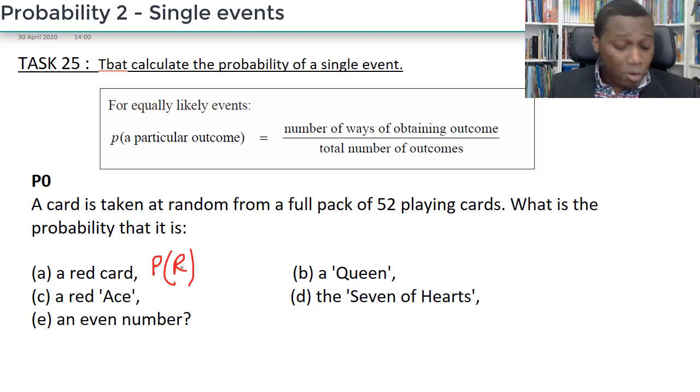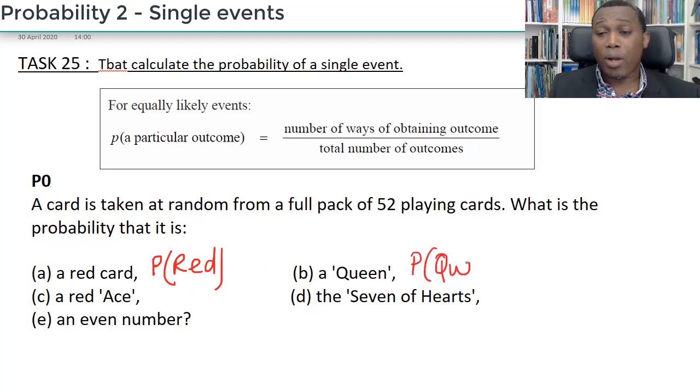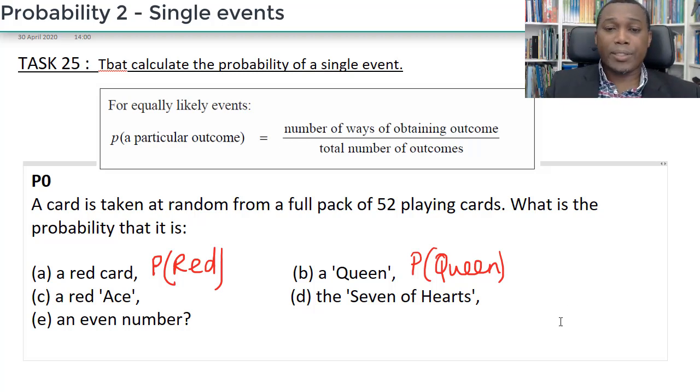Probability red, or better yet, put P(red) and work it out. What's the probability of getting a red card? For the queen, P(queen): what's the probability of getting a queen, and so on and so forth. So you put 52 playing cards, P(red), you work it out, then P(queen), and you do your calculations so you have a written record. Don't just go writing probabilities, please.